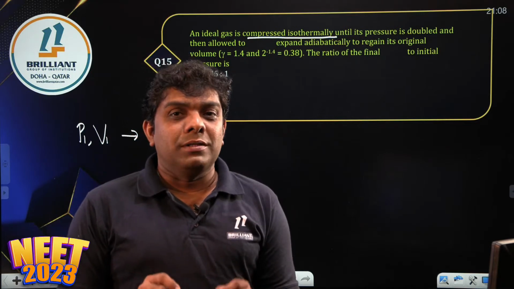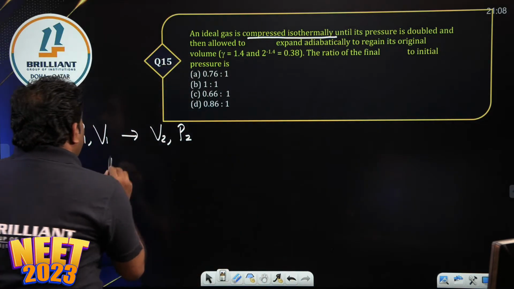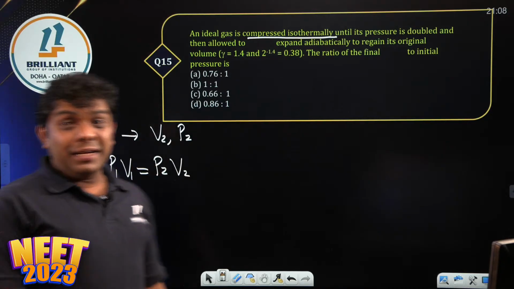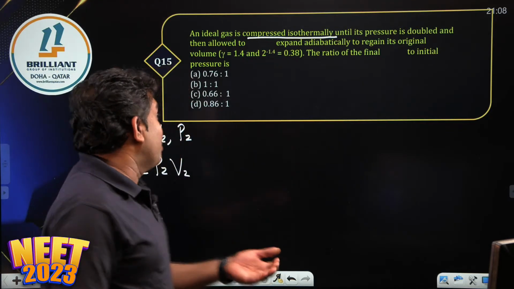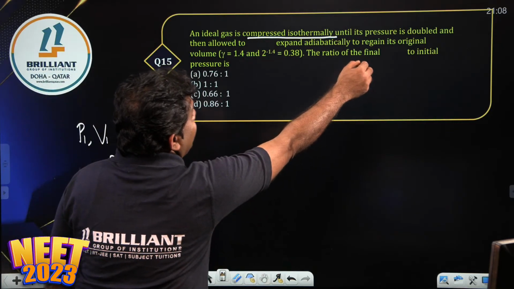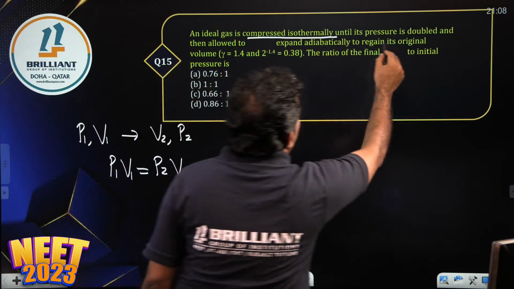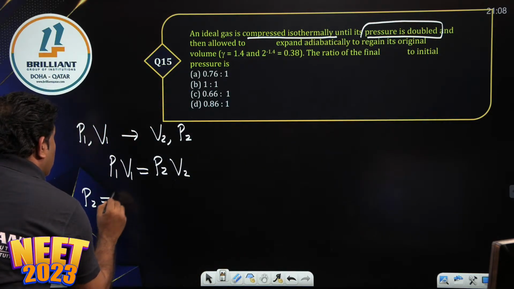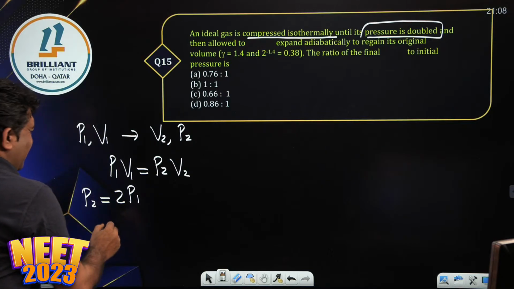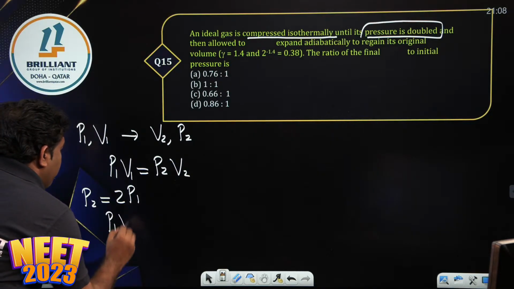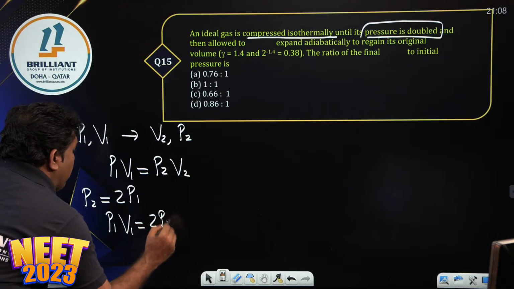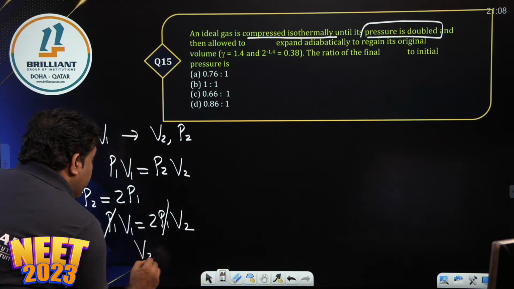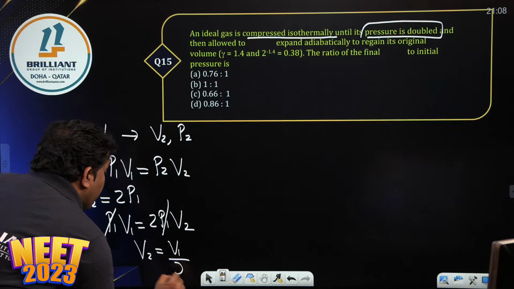For an isothermal process, we know the formula, P1 V1 is equal to P2 V2 is there. That's isothermal process. P1 V1 equal to P2 V2. Now here we can say that the volume is reduced, until its pressure is doubled. So the data given, P2 is equal to 2P1. So I can write P1 V1 is equal to 2P1 V2 is there. So P1 and P1 cancel. We are getting V2 is equal to V1 by 2 is there.